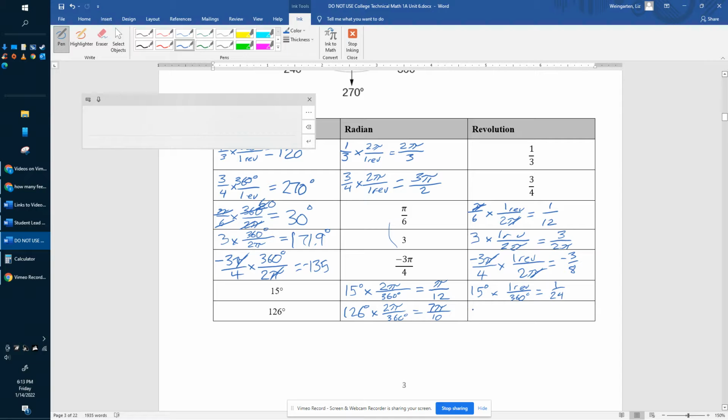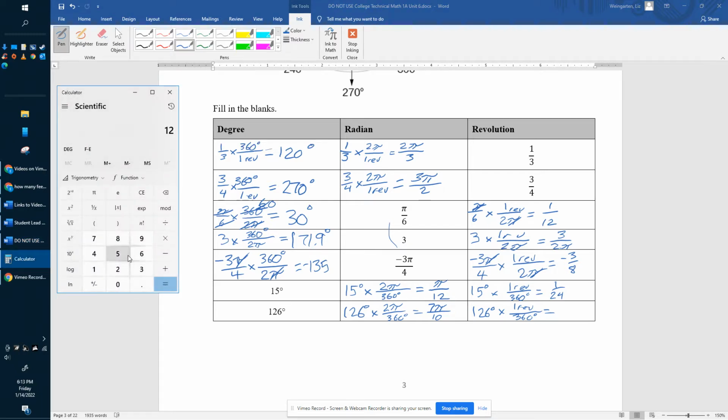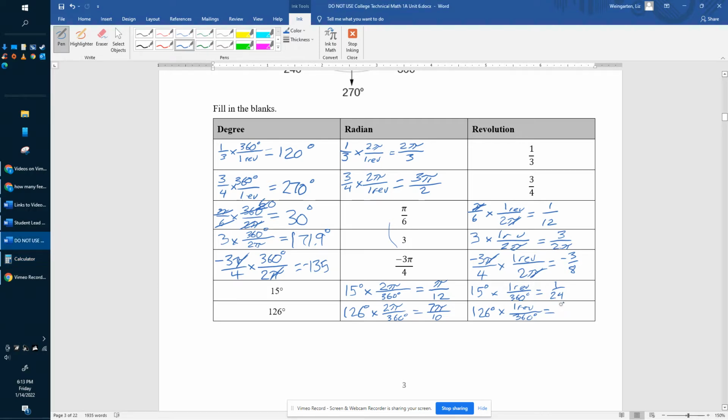Now let's convert it to revolutions. 126 degrees times 1 revolution for 360 degrees. 126 over 360 equals 0.35. That's 35 over 100. 35 over 100, both could be divisible by 5. So that'd be 7/20 of a revolution.